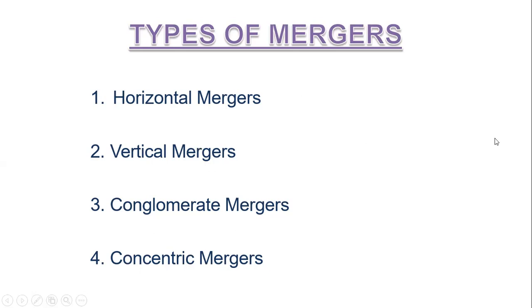That is forward integration. They are thinking about selling the products along with the loan facility for the customers. If Tata Motors is interested in acquiring Tata Steel, Tata Motors is an automobile company, in the automobile sector, and they are acquiring Tata Steel. Now, some steel is also used in it.